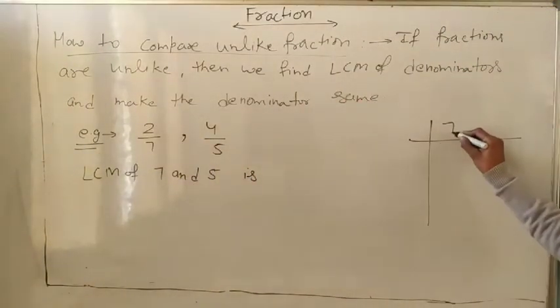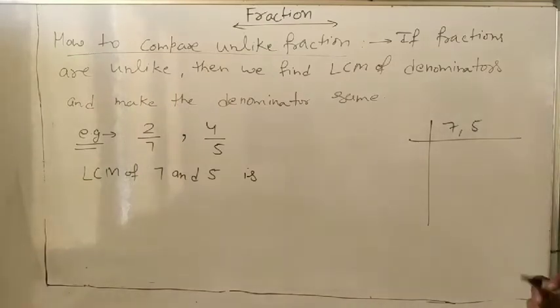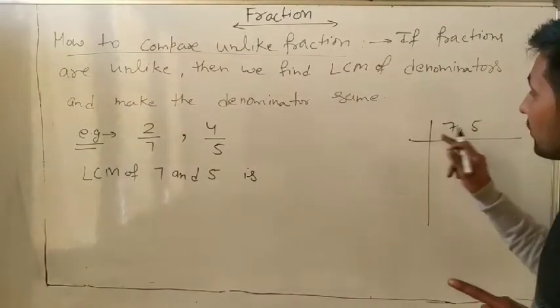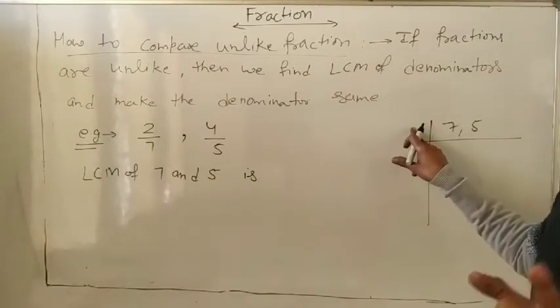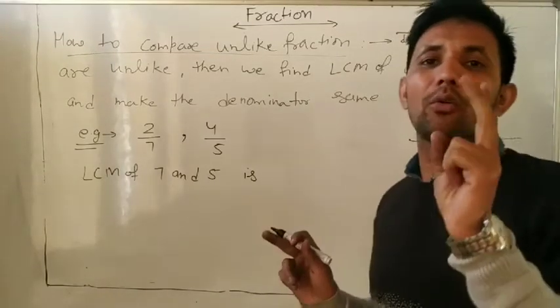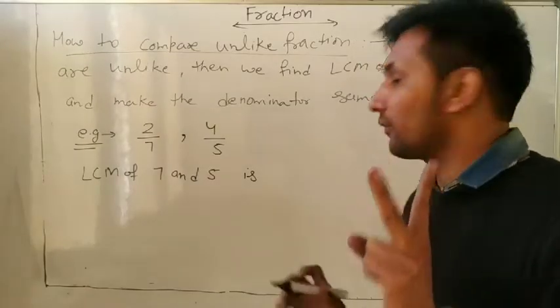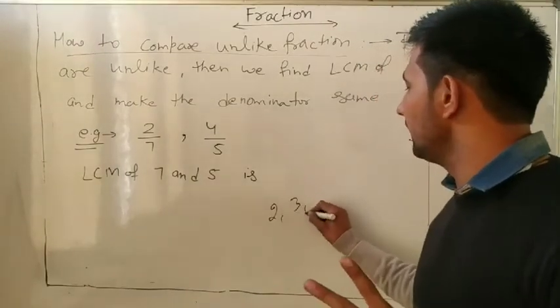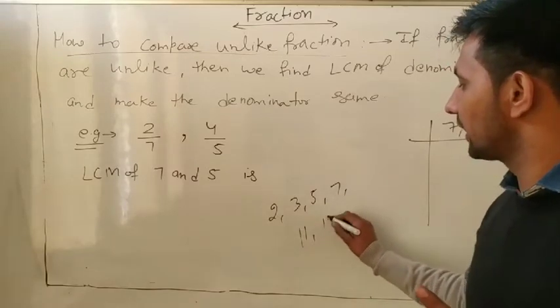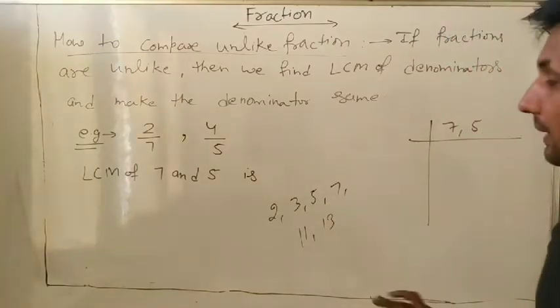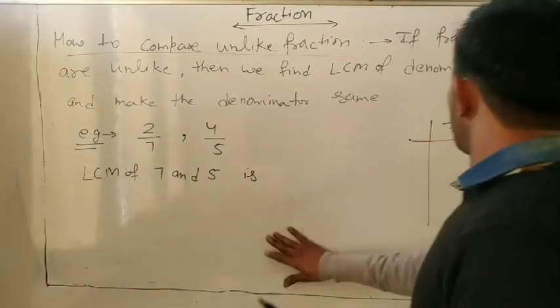Listen carefully. We will write both numbers and we will divide by prime numbers. What is a prime number? A number which has exactly 2 factors. The first prime numbers are 2, 3, 5, 7, 11, 13. These are prime numbers. 9 is not a prime number.